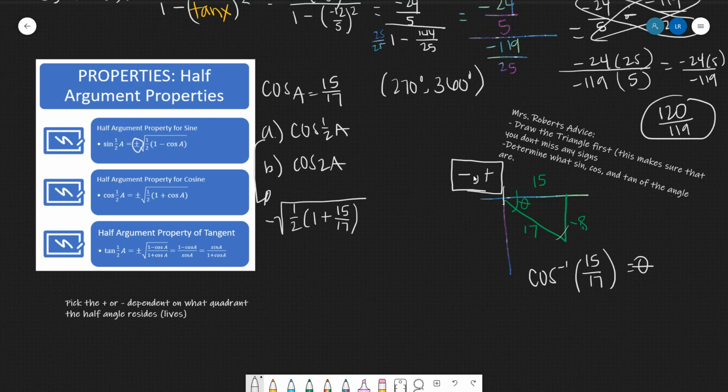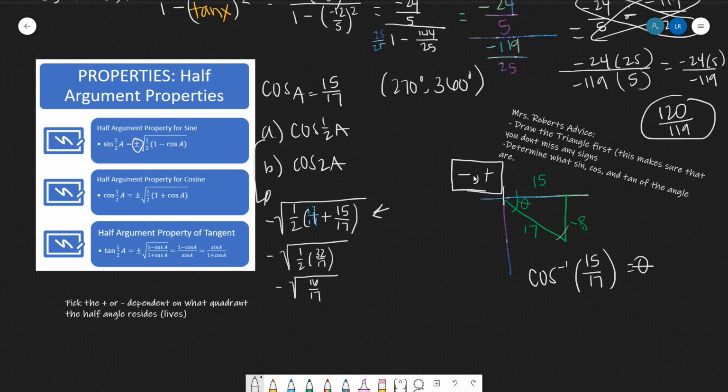Now we have to do some algebra here. I'm going to change this 1 to be a 17 over 17. And when I do that, I get negative square root of 1/2 of 32 over 17. And 1/2 of 32 over 17, that should be 16 over 17. And we're almost there. This was the pre-calc piece of it. The rest of this is algebra. The rest of this is simplifying.